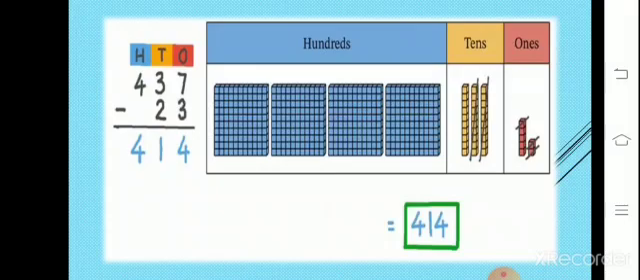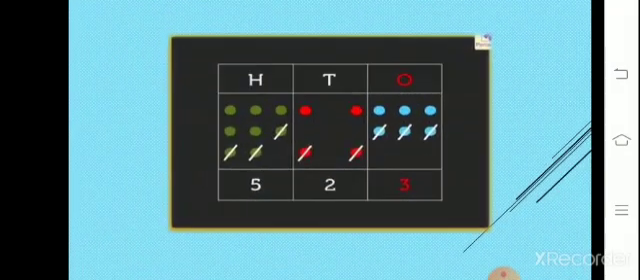Now at the 100 place, there are 4 blocks of 100 which show 400. So there is nothing to subtract under 4. It means you directly write 4 here. So when you subtract 23 from 437, you will get 414.